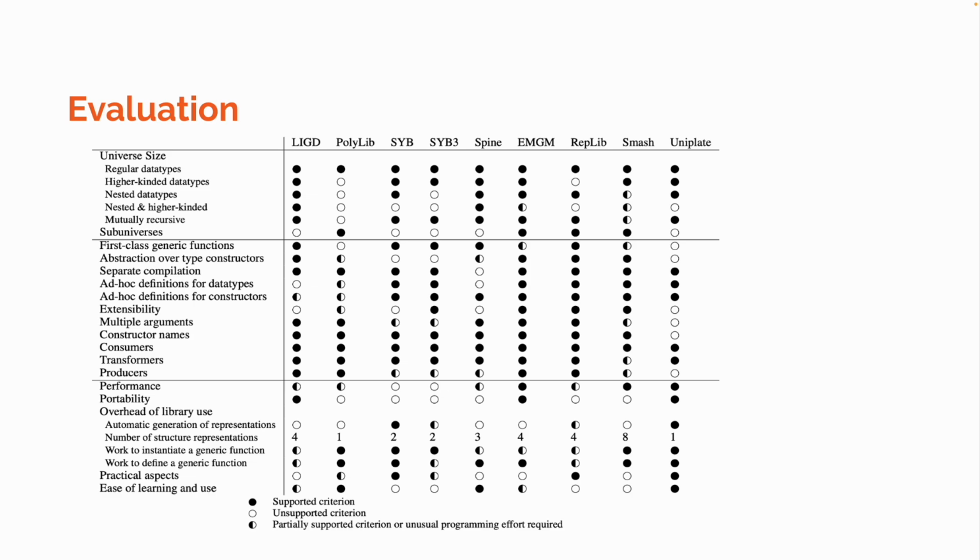Next is the evaluation and the results. The benchmarking results show that libraries like Spine, EMGM, and Smash generally support more features than others, excelling in areas like universe size, first-class generic function, and performance. However, they might introduce more overhead in terms of structure representation, and work required for the function instantiation and definition. Libraries like SYB, while they have somewhat limited features, are easier to learn and use for a programmer.